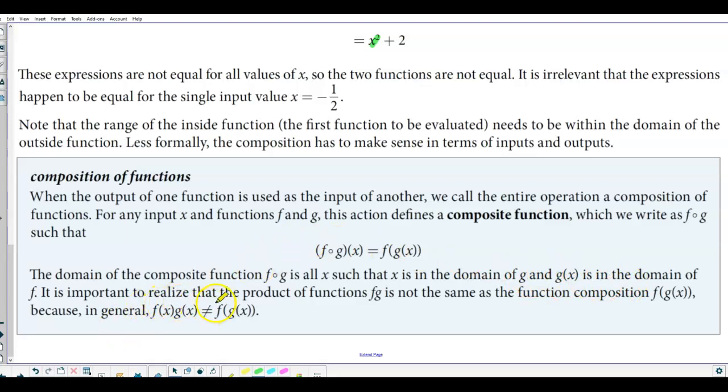It is important to realize the product of functions f times g is not the same as the function composition f of g of x, because in general f of x times g of x is not going to equal f of g of x.